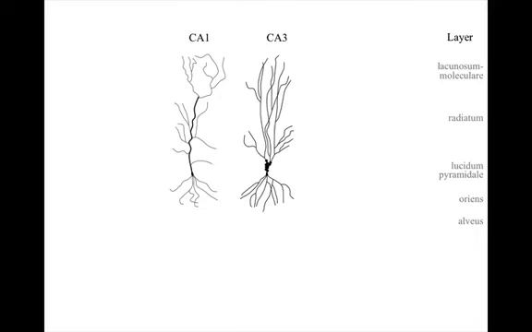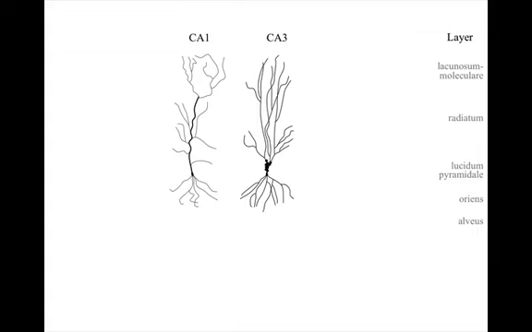So in the last section, we looked at the connectivity between the different anatomical components of the hippocampus. So now we'll have a look at the connectivity on the individual neuron level. And typical pyramidal neurons in CA1 and CA3 are illustrated here. And on the right, the different layers in the CA fields are labeled as they're conventionally identified.